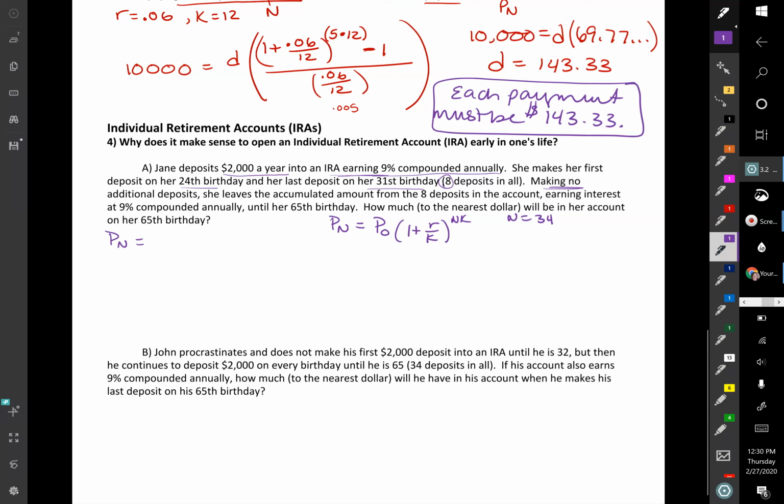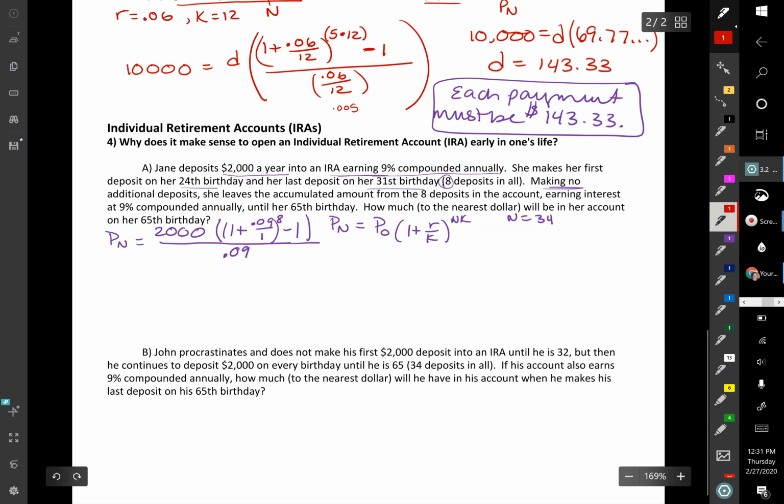So for part 1, we're going to put in the deposits. So we don't have a P sub 0, we have deposits. And then we are going to multiply that by 1 plus, what was the percentage? 9%, 0.09 annually, raised to the, it was 8 years times 1, so I'm just going to put an 8, minus 1, all divided by 0.09 over 1, so I'm just going to write 0.09. It's going to make a little divider there.